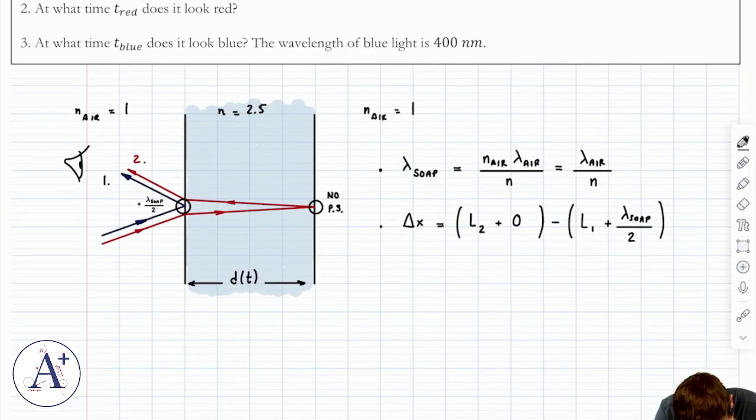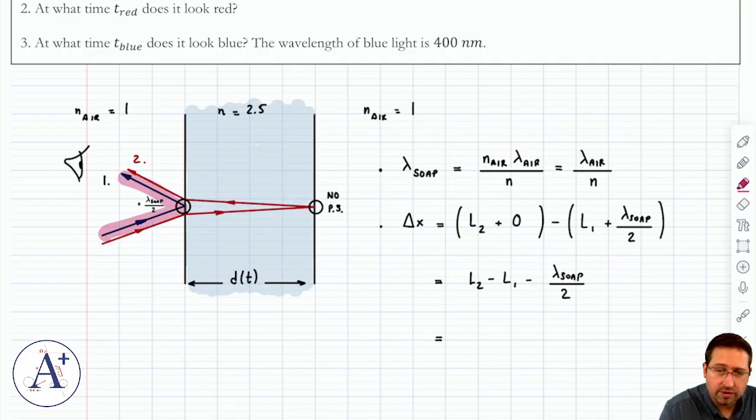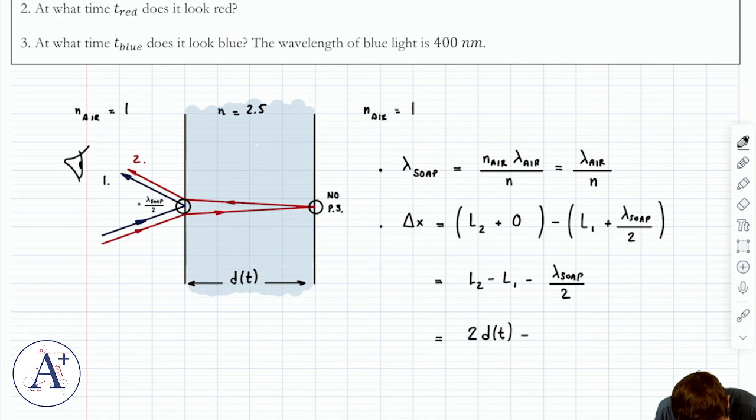And then I'm going to say, okay, well, this is L2 minus L1 minus lambda SOAP divided by 2. And L2 minus L1 is the difference between this entire distance here, if you measure it, and this one, if you measure it with the ruler. The only difference is that the red ray had to go one film thickness this way, one film thickness the other way to come back out, and therefore L2 minus L1 is 2 d of t minus lambda SOAP over 2.